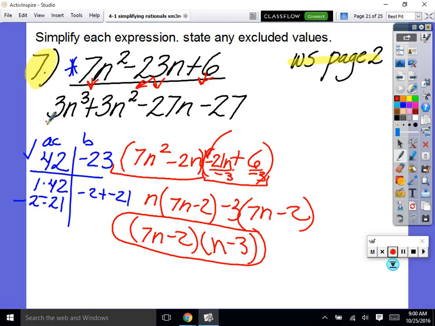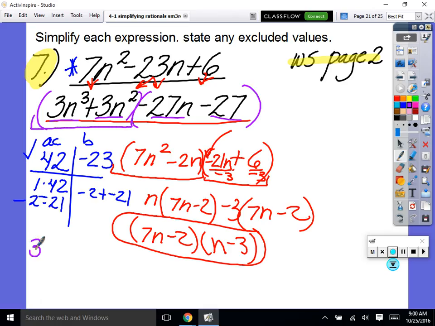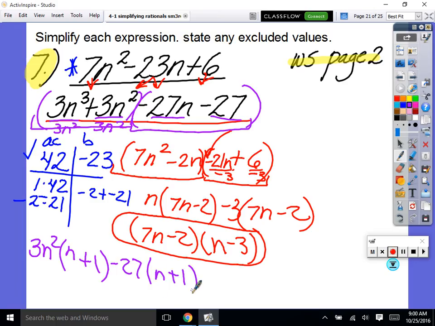So now I'm going to do the work for the bottom in purple. So looking at it, how do we factor when we have 4 terms? Grouping. So group the first 2 terms, group the second 2 terms. What's the greatest thing in common in this group? 3n squared. So divide by 3n squared, divide by 3n squared. So left will be n plus 1. And then in common here is negative 27. So then left is n plus 1, right? So we factor out n plus 1, and left is 3n squared minus 2.